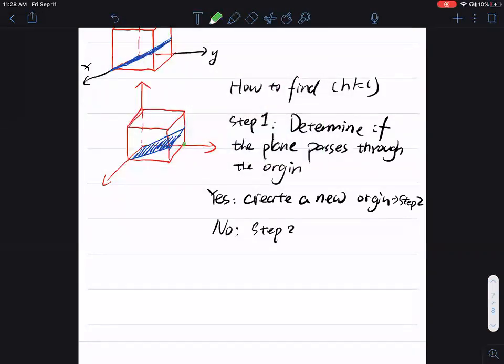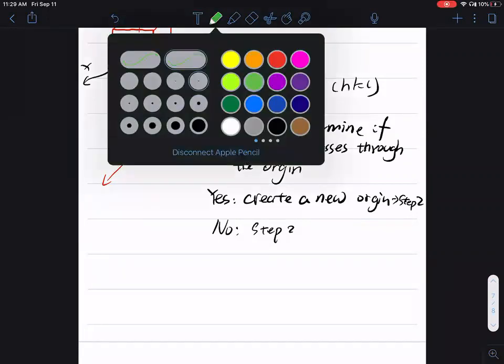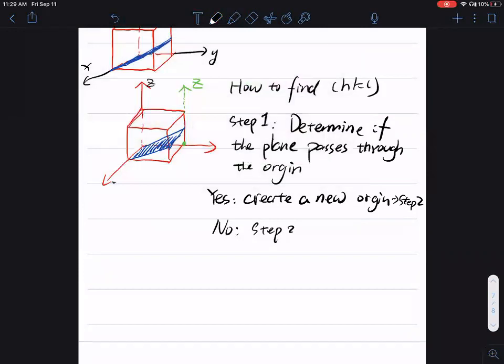I will pick this point as the new origin and build my x, y, and z. In this case, this is my new z, it's OZ, x, and y. My new x direction, and the y is the same. So that's my new origin. When you look at the new origin, okay, good, the plane doesn't cross through the origin anymore. So we're good. Now we can move on to step 2.